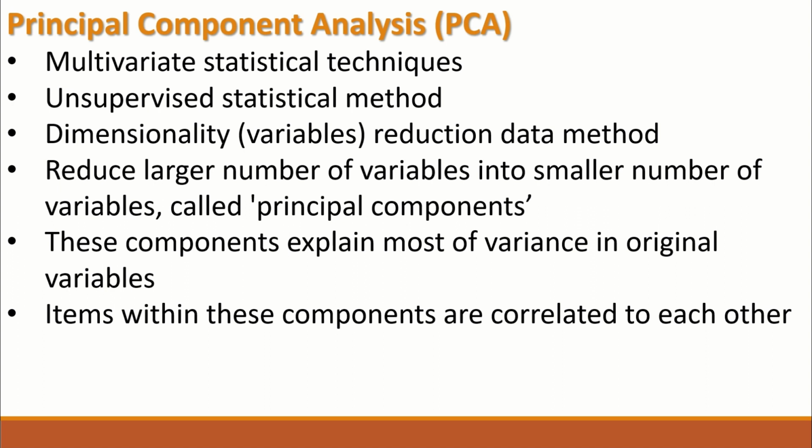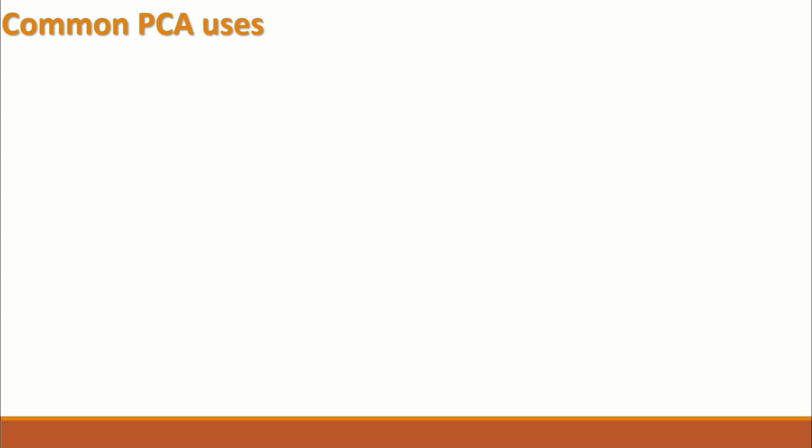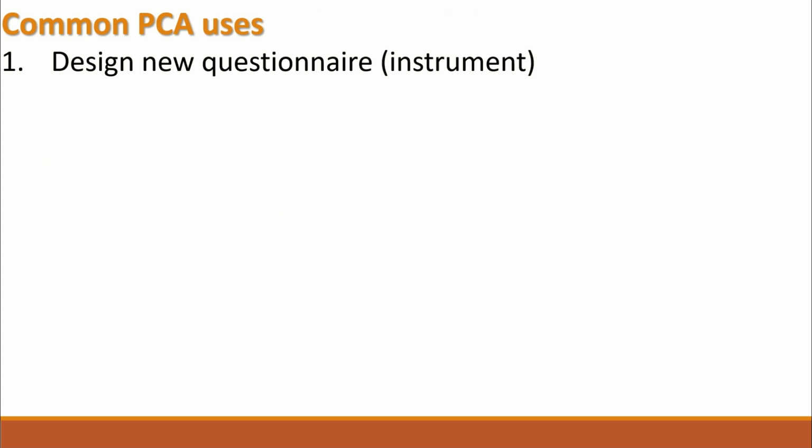The overall objective from performing PCA is to have a large number of items or variables, and try to reduce that number by grouping those items or variables into components. These components, or variables within these components, are correlated to each other. So what are the common uses of PCA?